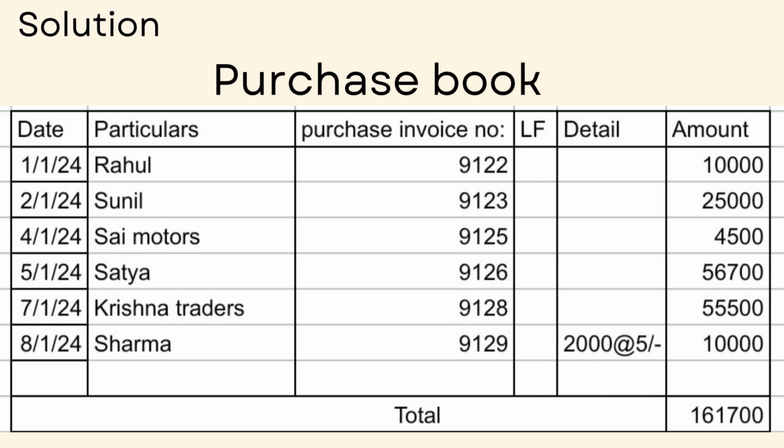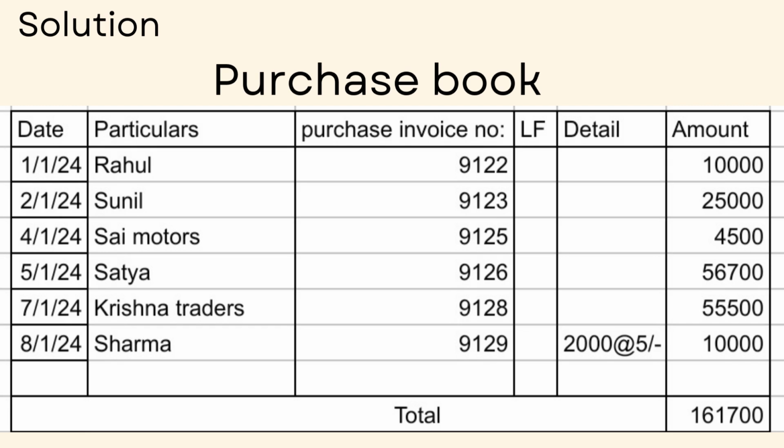Write in details. They didn't give you a direct amount. They gave it to you indirectly to calculate. Write in details 2,000 balls at 5 rupees each, which comes to 10,000. Okay. Now do the total of the amount column and you will find 1,61,700 as your purchase book total.